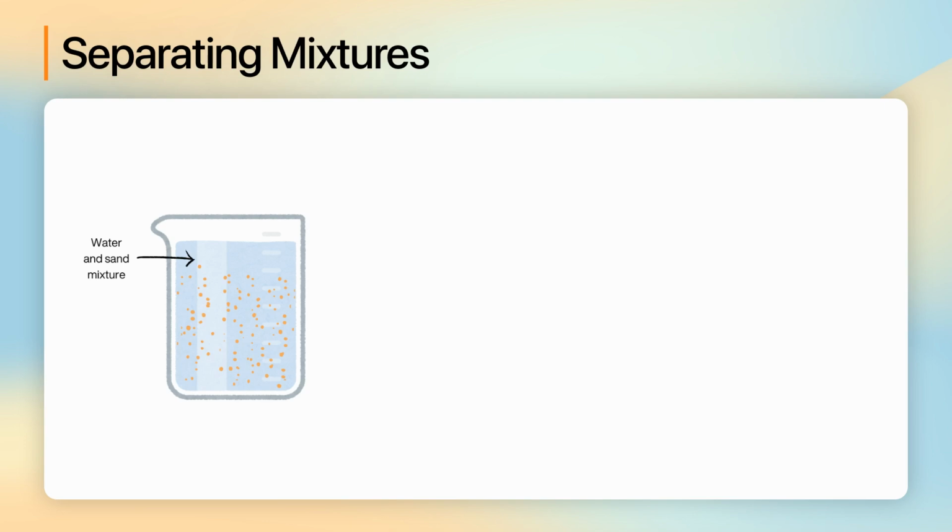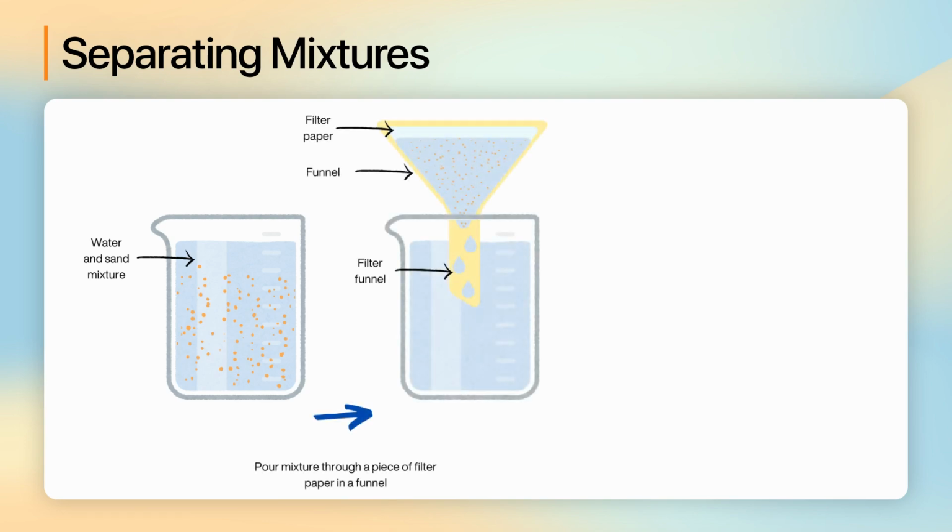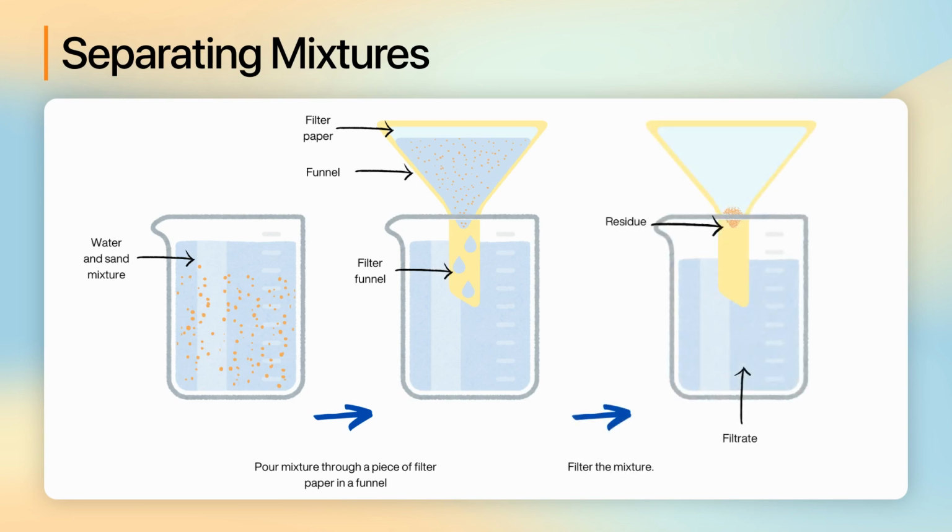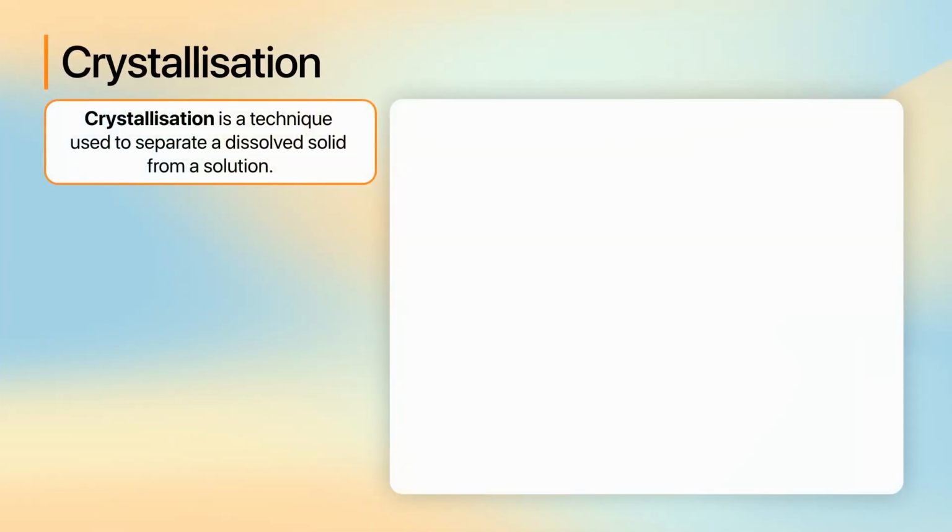For example, to separate a mixture of sand and water, you would pour the mixture through a piece of filter paper placed in a funnel. The sand particles would be trapped by the filter paper, while the clear water would pass through and be collected in a container. Our second method is crystallisation.